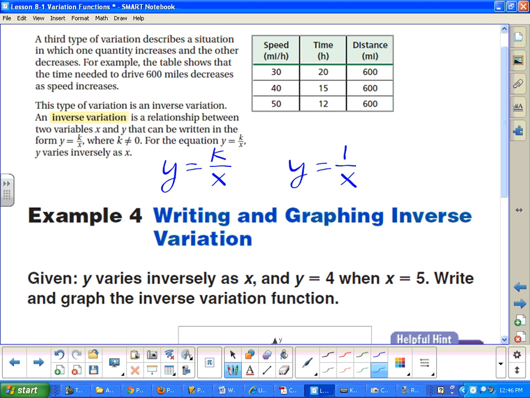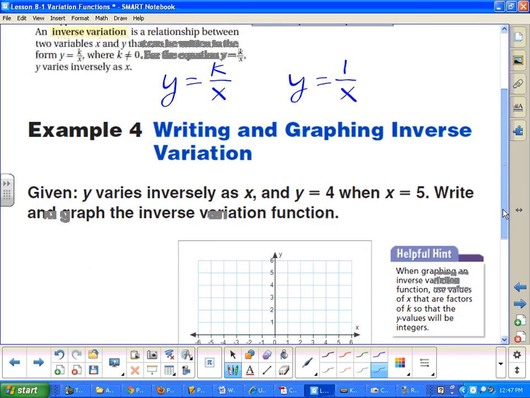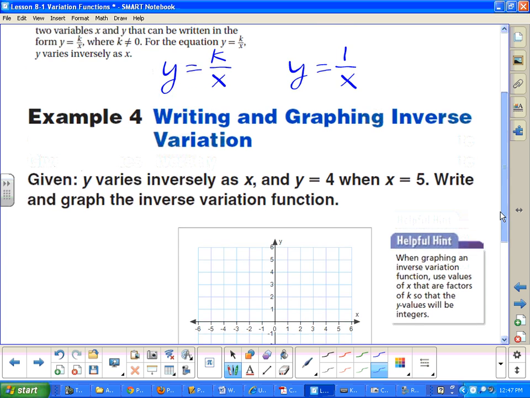Inverse variation, which we've done some of in the past, is mostly what we're going to be working with in this chapter. All right, so we're going to write and graph inverse variation.